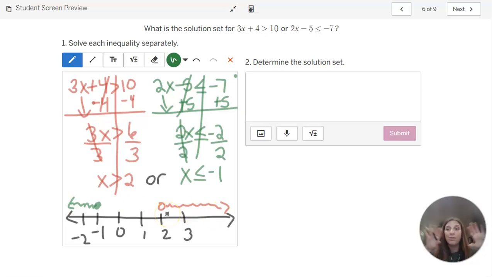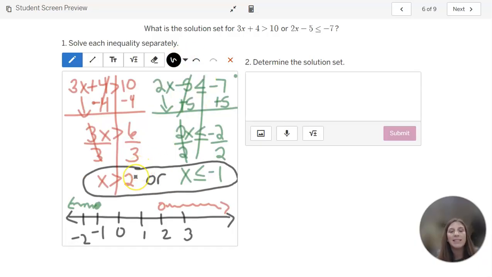You're going to leave them both separately, right? It can be one or the other. So that is how it is going to look. And when it says determine the solution set, we can just leave our answer as this: x is greater than 2 or x is less than or equal to -1.